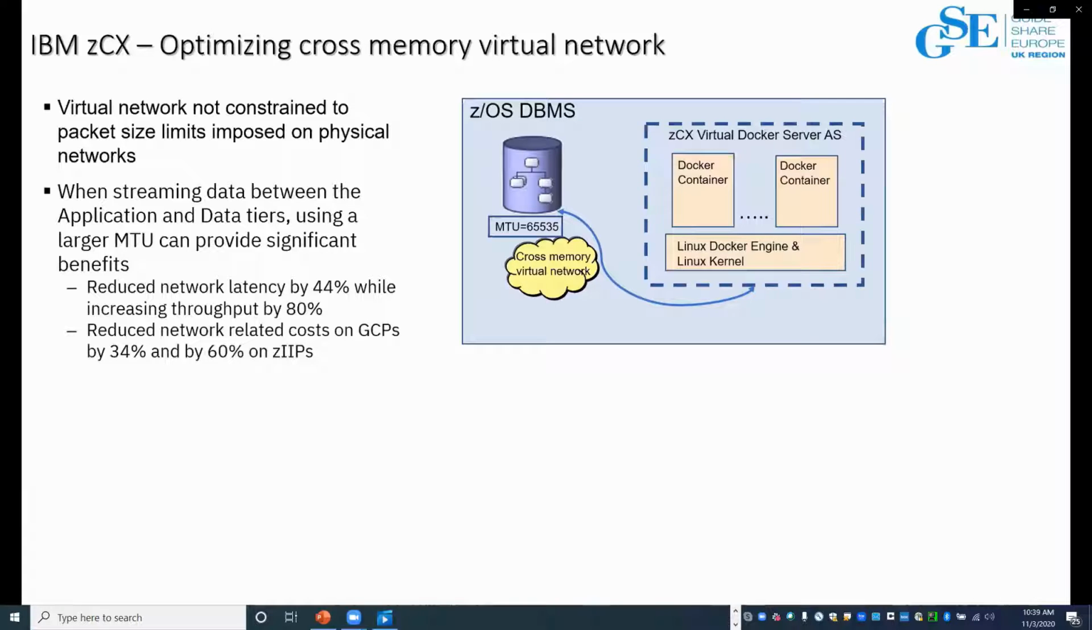In our test environment, we compared a configuration using the default 1492 byte MTU versus a configuration where a 64K MTU was used. With the larger MTU size, network latency was reduced by over 40% and the throughput increased by 80%. And because there were fewer packets to process, z/OS utilization on general purpose processors was reduced by 34%, and zCX and Docker container utilization on zIIPs was reduced by 60%, helping to decrease the need for additional zIIP capacity when running containers in zCX.